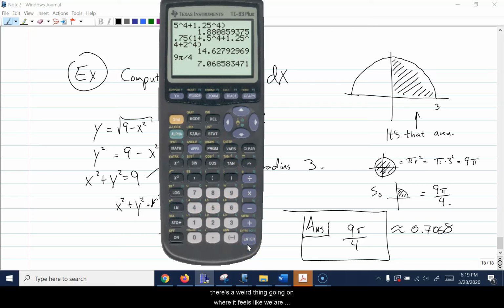There's a weird thing going on where it feels like we are confirming the formula for the area of a circle that we already knew from high school or maybe middle school. I don't know when you learned that stuff. We're confirming that it gives the right answer. The more reasonable thing to describe what's going on, though, is that we're actually computing that for the first time.